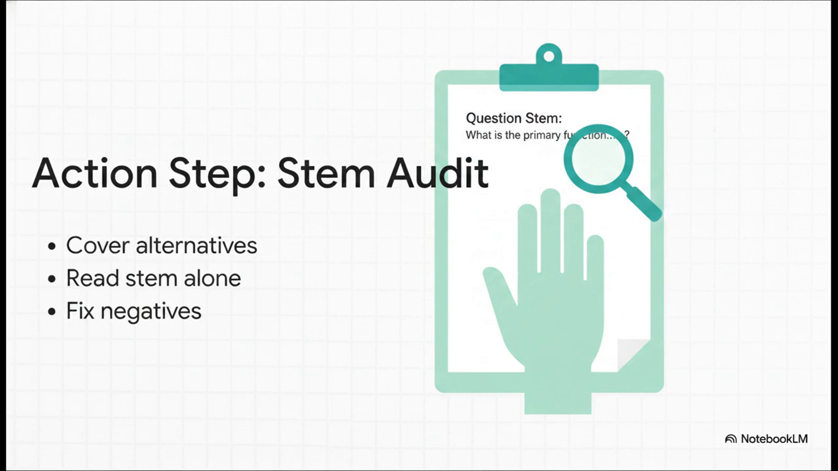Actually, I want to challenge you right now to perform a quick STEM audit on your own work. Take 3 to 5 questions from one of your existing exams. Physically cover up the alternatives with your hand. Now, ask yourself, can you understand the core problem from the STEM alone? If the answer is no, it's time to rewrite it. And definitely take a quick moment to convert any confusing, negatively phrased STEMs into positive statements.